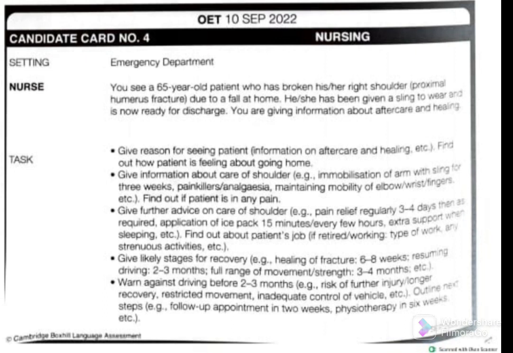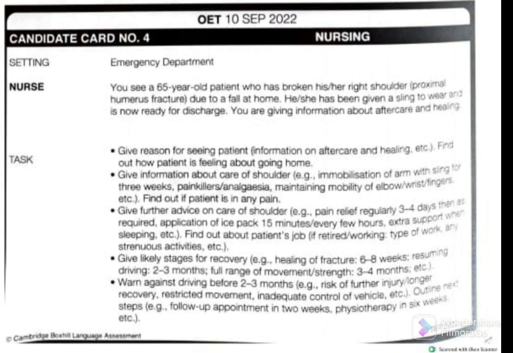Then, find out about the patient's job. If retired or working, the type of work, any strenuous activities, something like that. Of course, the patient is 65 years old, so we can hope that the patient is retired. Then we can ask, if you don't mind, may I ask what is your job? Are you working or are you a retired person? Because I would like to know about your activities at home.